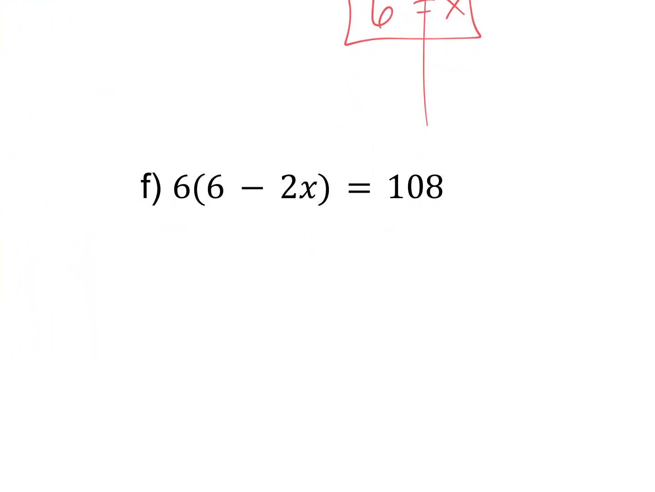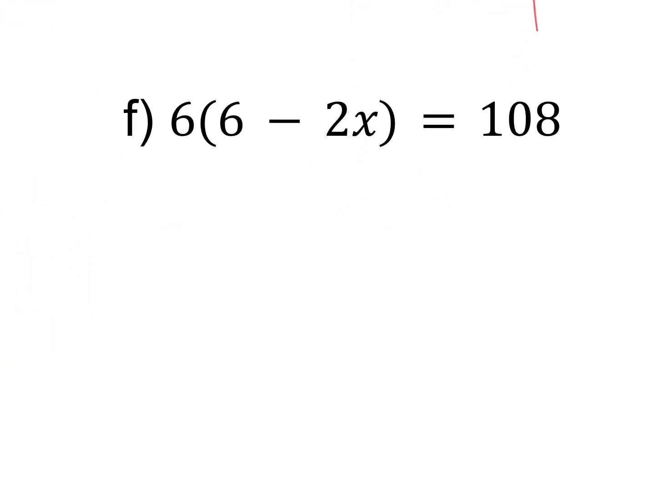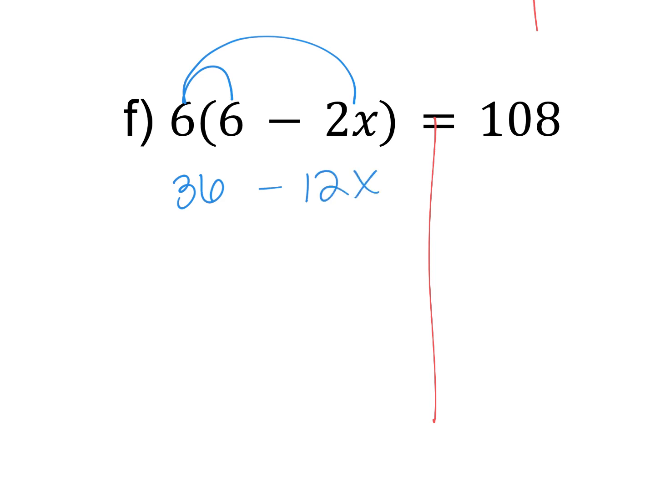All right, now we're getting into the fun stuff. We have some parentheses. So no big deal. We're going to have to use the distributive property like we've done before. So we're going to take the 6, and whenever you distribute, you are multiplying. So it's 6 times 6, which is 36. And then 6 times negative 2x gives you negative 12x. Then you're just going to bring everything else down.